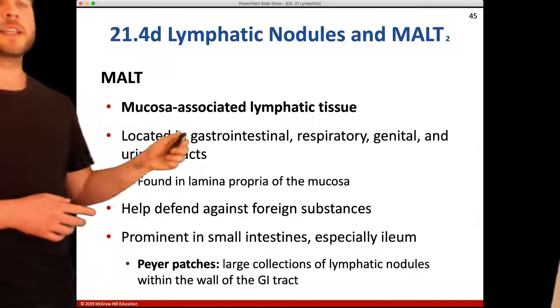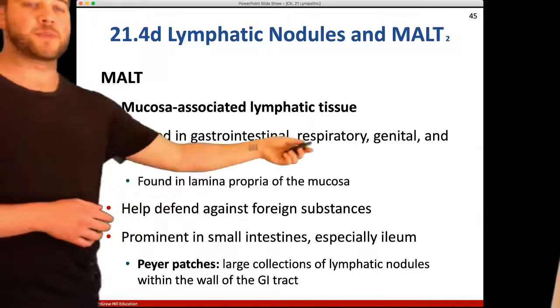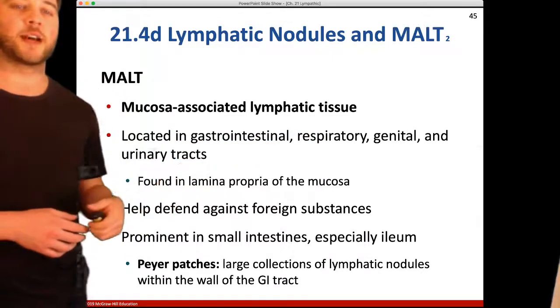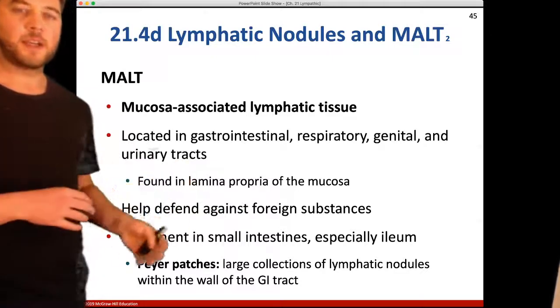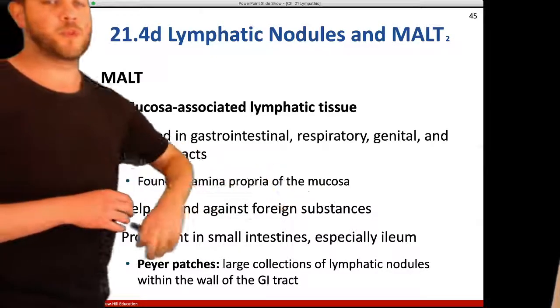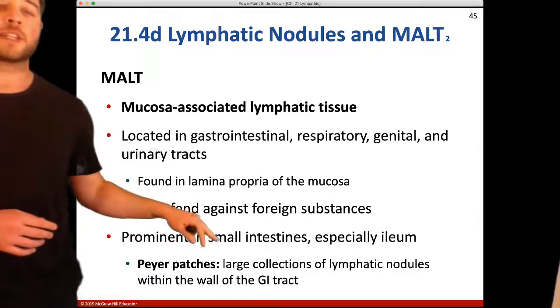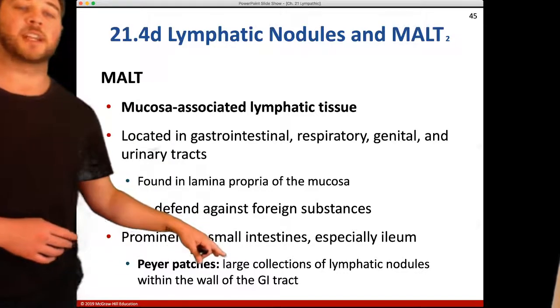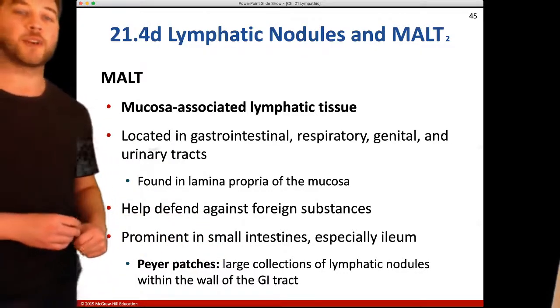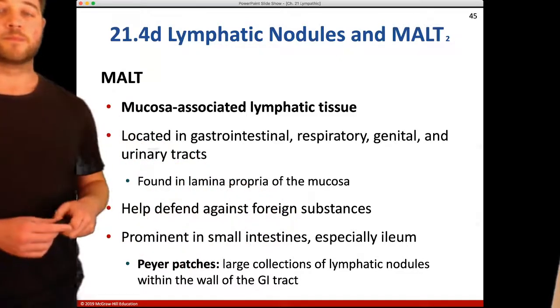Your MALT is that, again, mucosa-associated lymphatic tissue located in your gastrointestinal, respiratory, genital, and urinary tracts. Anywhere really that you have a mucous membrane. Found in the lamina propria of the mucosa to defend against foreign substances. Prominently in the small intestine, it's called your Peyer's patches. Large collections of lymphatic nodules within the wall of the GI tract. Those are especially prominent in the ileum, which is the last part of the small intestine.